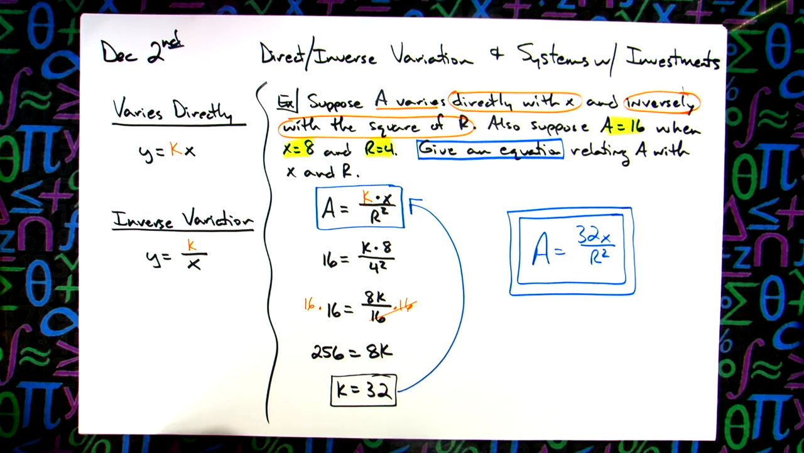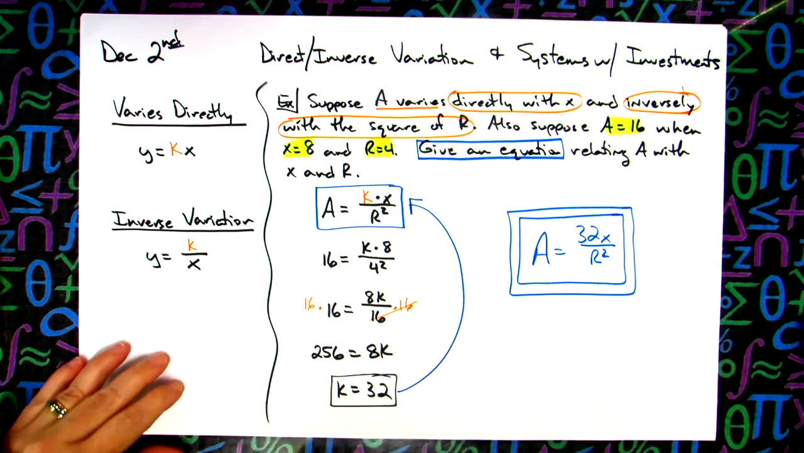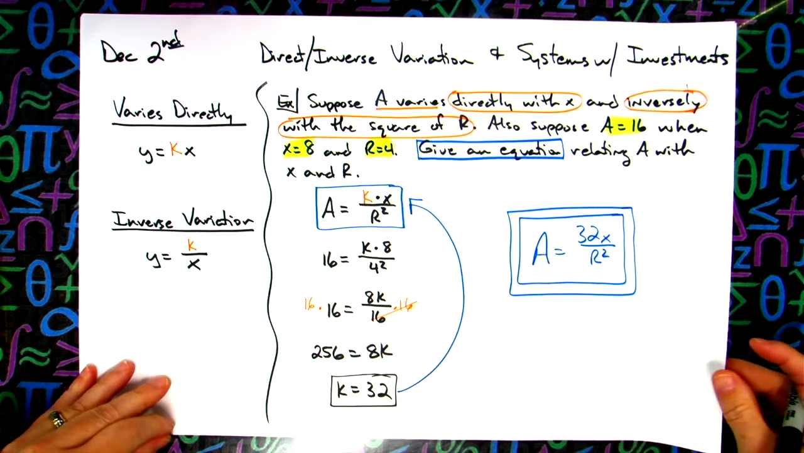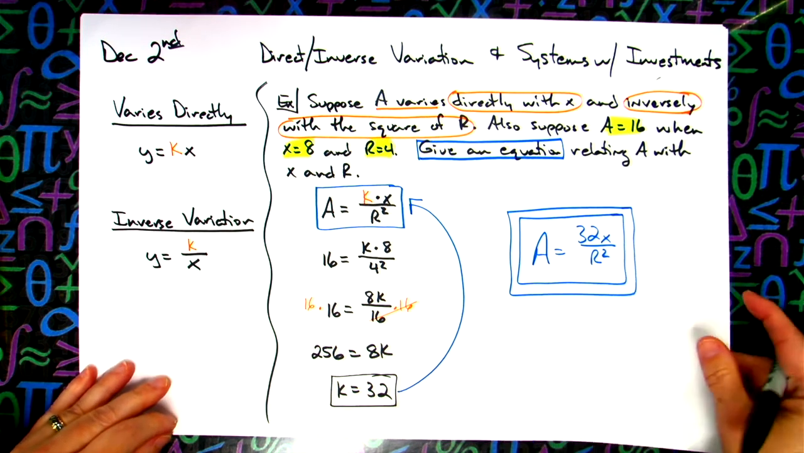Seems simple enough? Kind of, sort of. When it says directly, you're going to multiply it by the k. When it says inversely, you're going to divide it by the k. Okay? All right, so I'm going to do one more and then I'm going to let you try it. So let's write out another one. You try it.